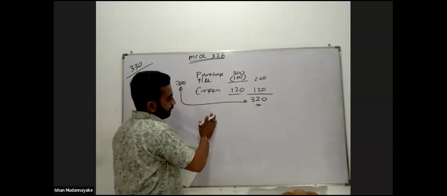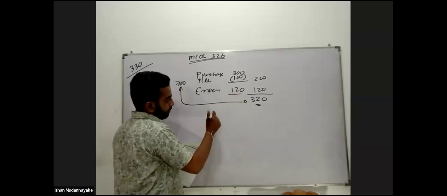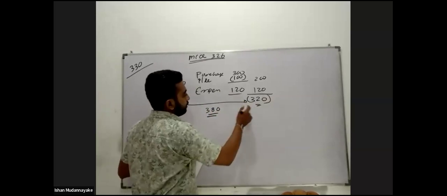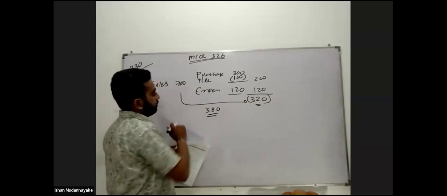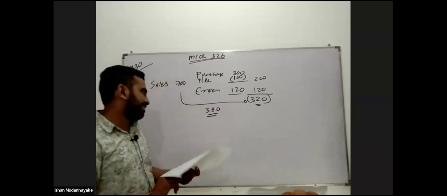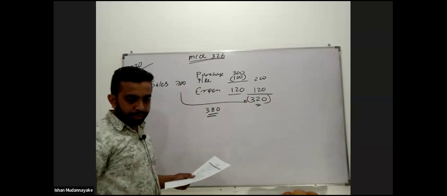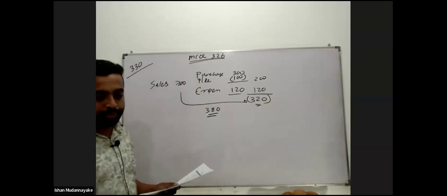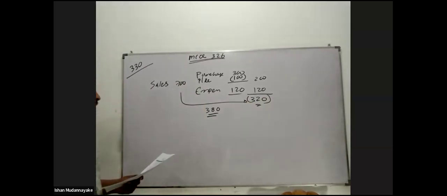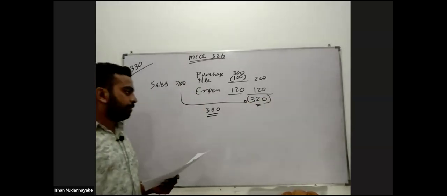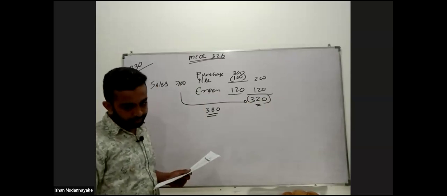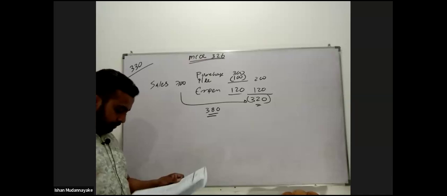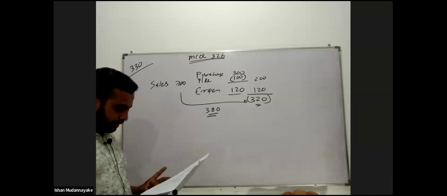700 minus 320. How much? 380. Okay. Profit earned by the business 380. Closing stock 0, there is no closing stock, that's why the profit is 380. Right. Question number 330 done.